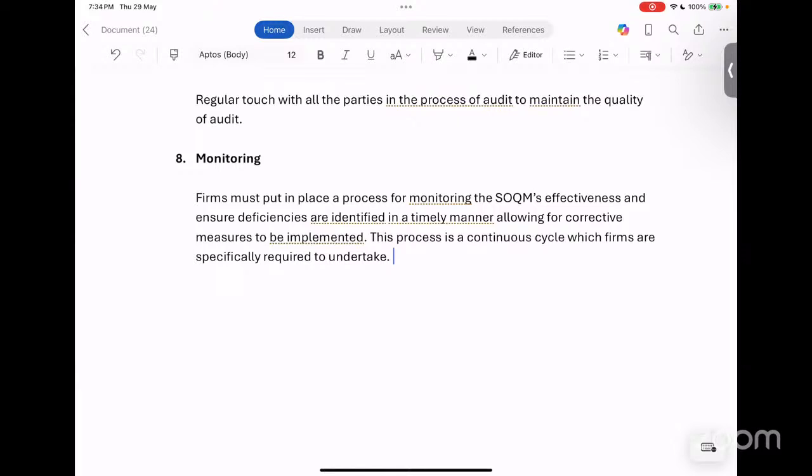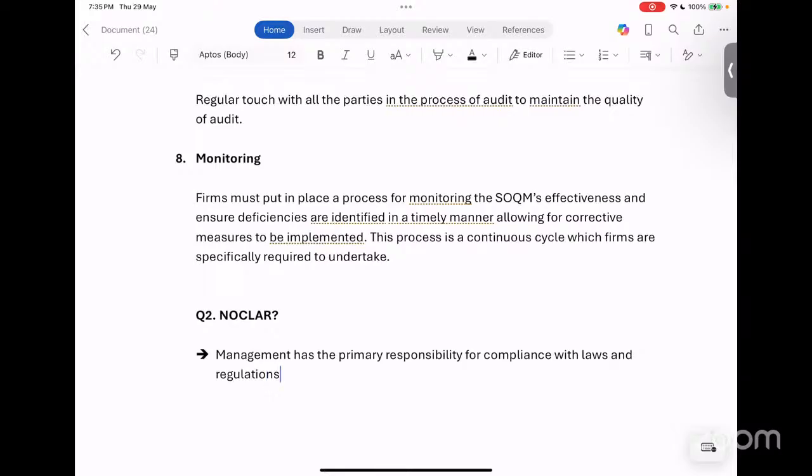Let's move to the next theory questions. Let's understand a very common concept which is asked. That's our second topic for the day: NOCLAR. So what can be asked from NOCLAR? NOCLAR is basically non-compliance with laws and regulations. We have a proper ISA on it, covering who is responsible for non-compliance and what the further procedures should be. First of all, every company has certain laws and regulations to follow. If our client is not following the laws and regulations, it's their fault, not ours. So first of all, management has the primary responsibility for compliance with laws and regulations.